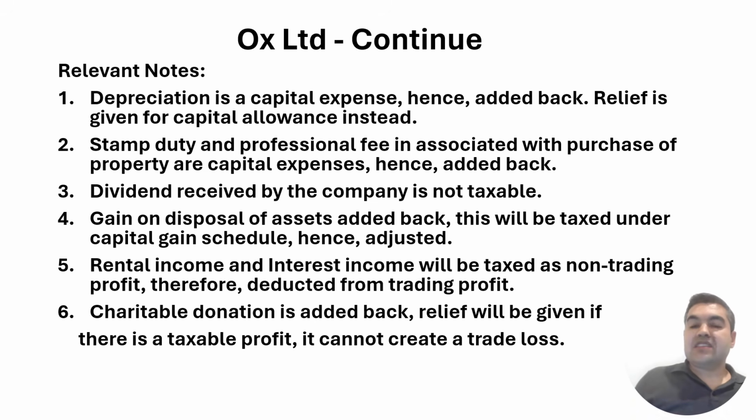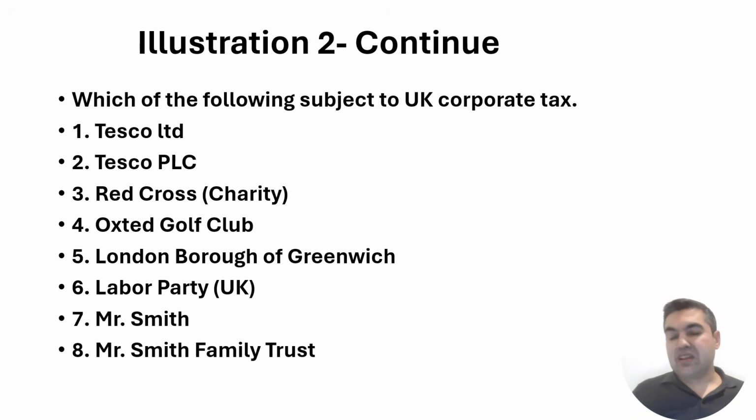Gain on disposal of asset is added back. This will be taxed under the capital gain schedule, hence adjusted. Rental income and interest income will be taxed as non-trading profit, therefore deducted from trading profit. Charitable donation is added back. Relief will be given if there is a taxable profit. It cannot create a trading loss. Now, as we see, notes are very important, because by adding these notes, you get additional marks, and the examiner understands that you do understand the concept, and that's how you get marks in a professional exam.